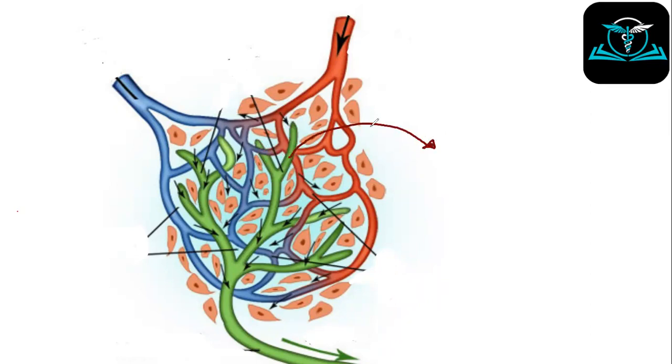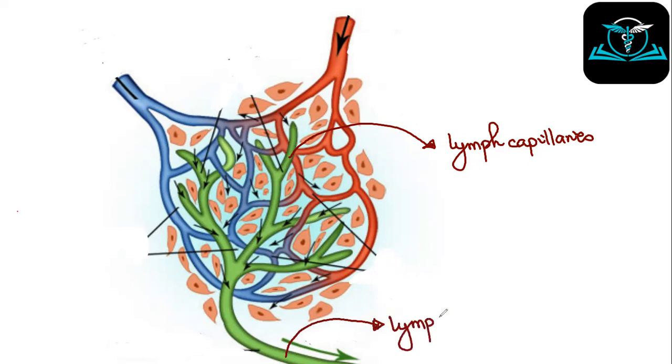So at the capillary level, we have blood capillaries and then lymph capillaries. These lymph capillaries would absorb the excess tissue fluid and then would dump it into the lymphatic vessels.